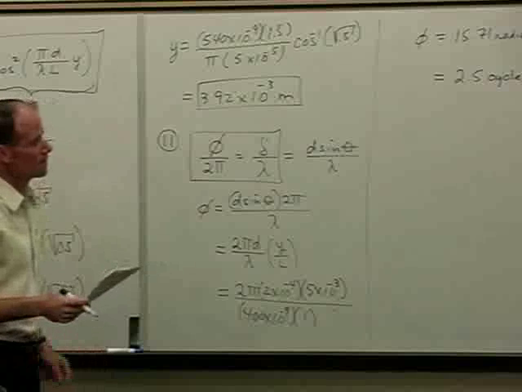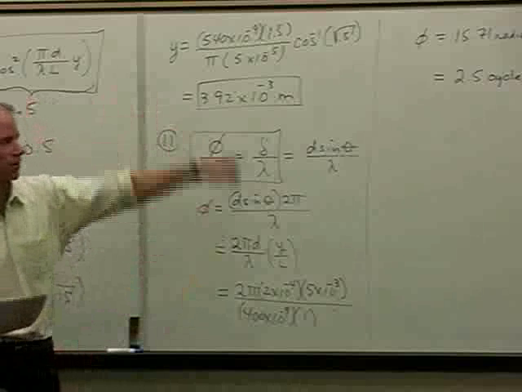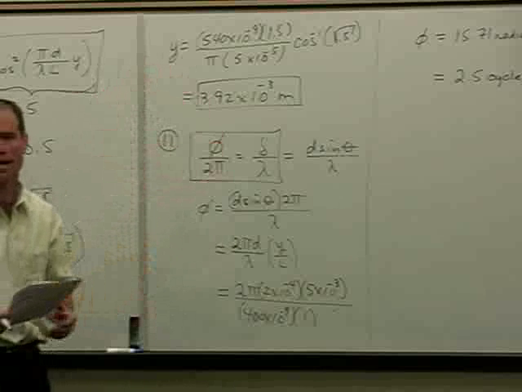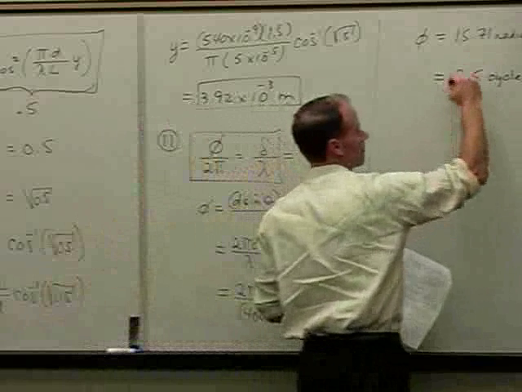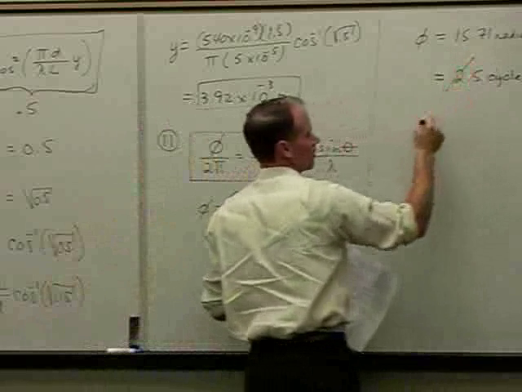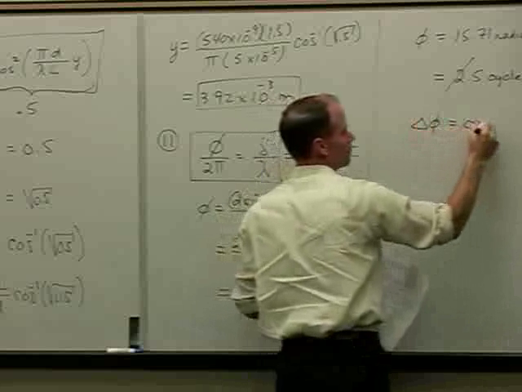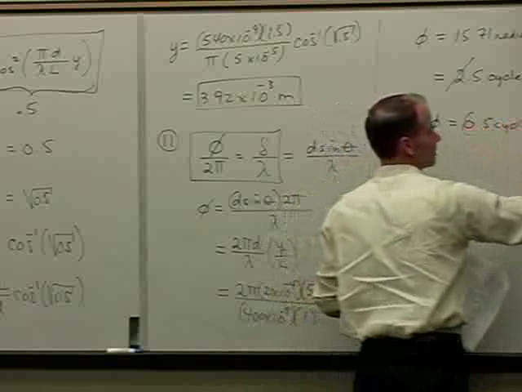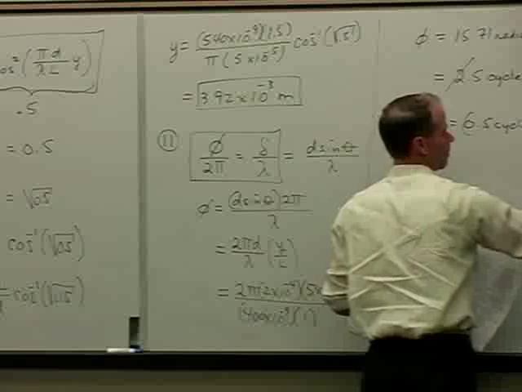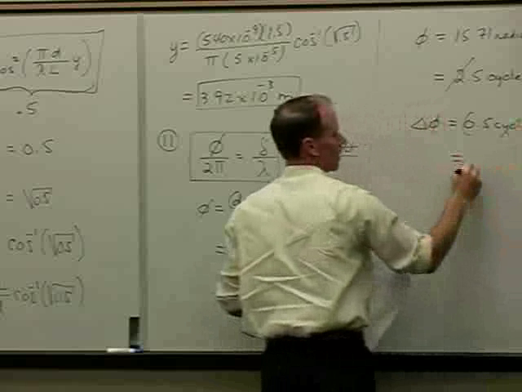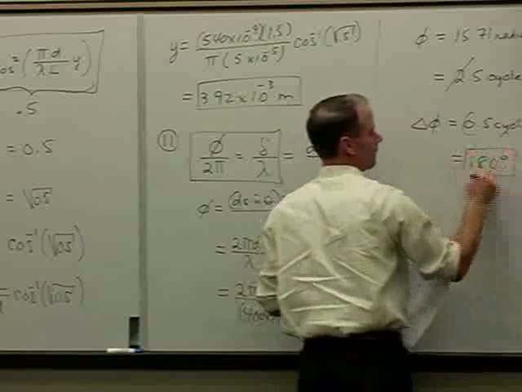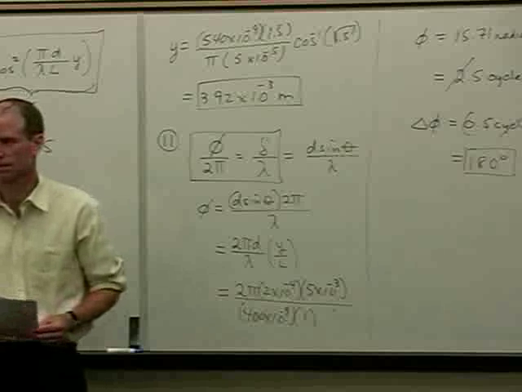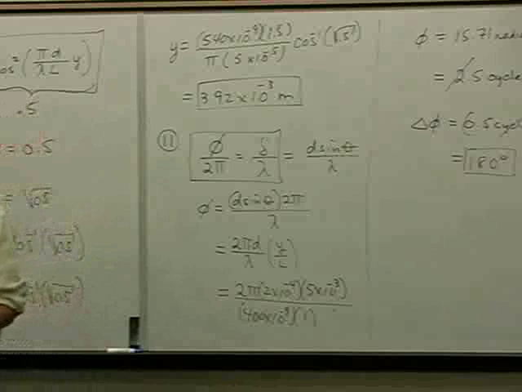2.5 cycles. And so that would be one 360 degrees, another 360 degrees, and then another half cycle, 180 degrees. One way to do that is just lop off the integer part of this. And so our difference is 0.5 cycles. 360 degrees per cycle is 180 degrees. That would be our phase difference. Good.